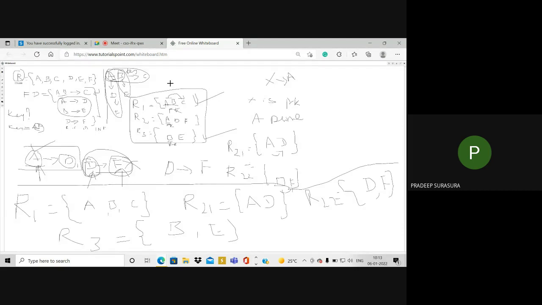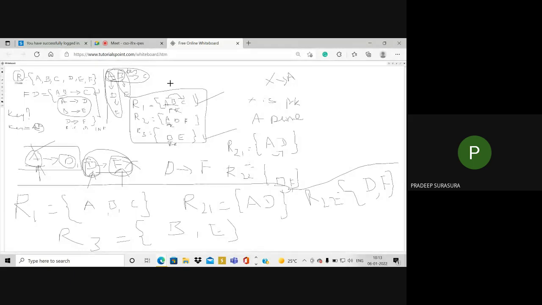AB determines C, AB is a key, so that satisfies third normal form. A determines D satisfies third normal form because A is the key. B determines E satisfies third normal form because B is the key. And finally, D determines F, both are non-prime attributes. This violates third normal form. So we observe that in R2, D determines F is the FD which is violating third normal form.